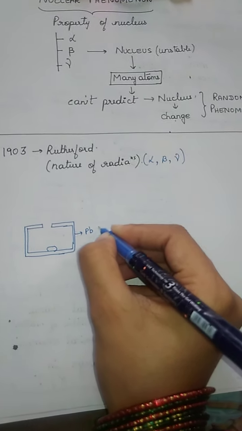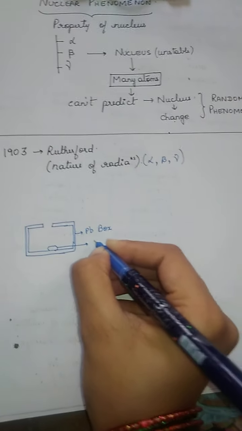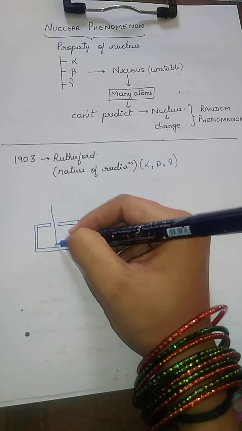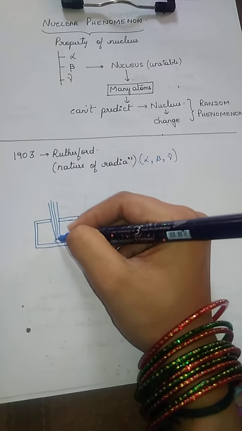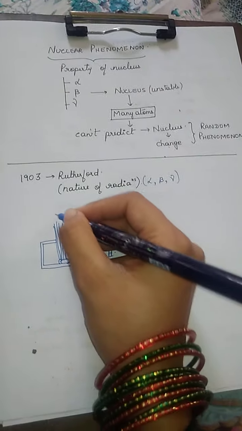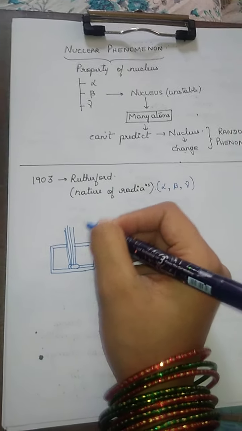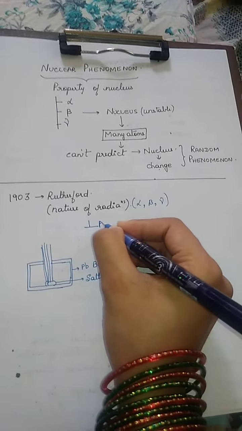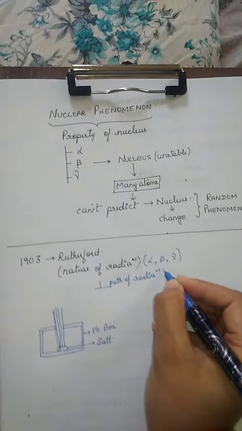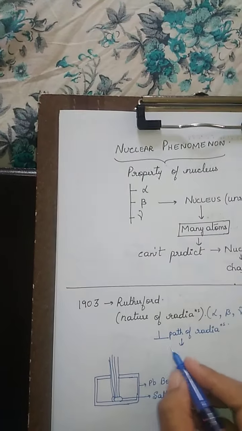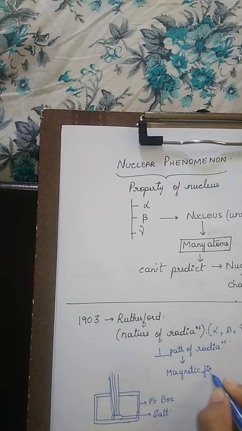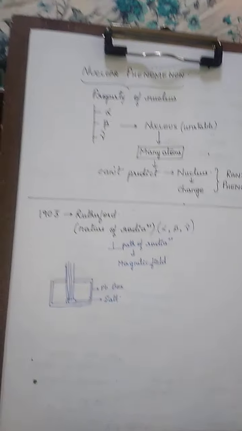Now this is a lead box and this is a salt. There were radiations which were emitted from this. Correct? So this is the path of the radiations. Perpendicular to the path of the radiations, he had applied a magnetic field.